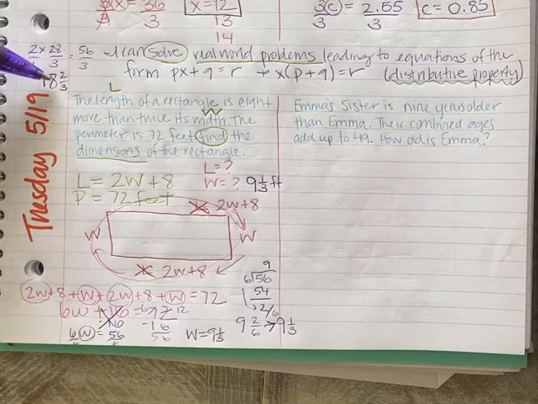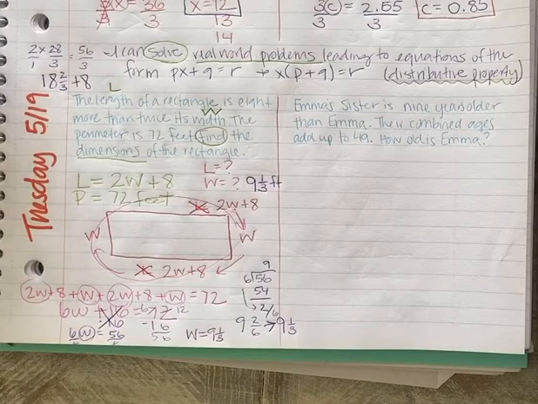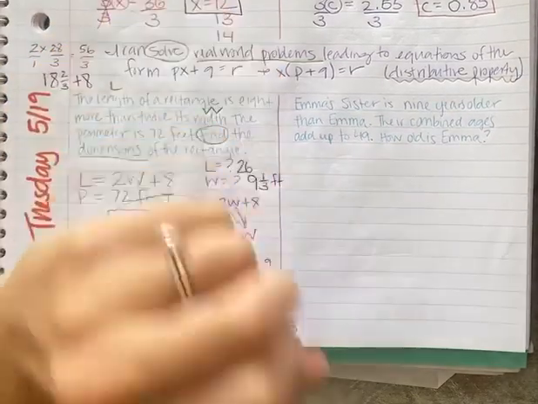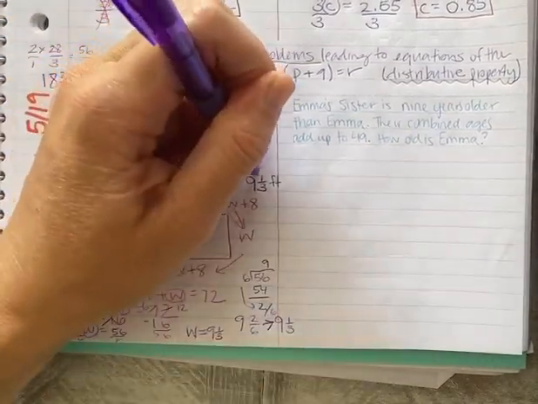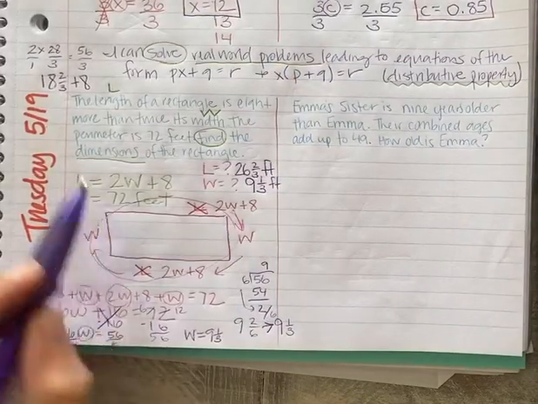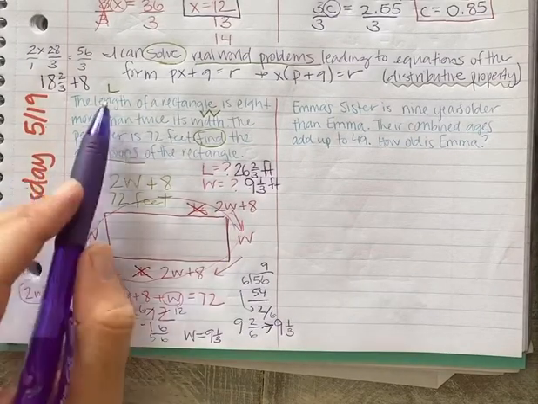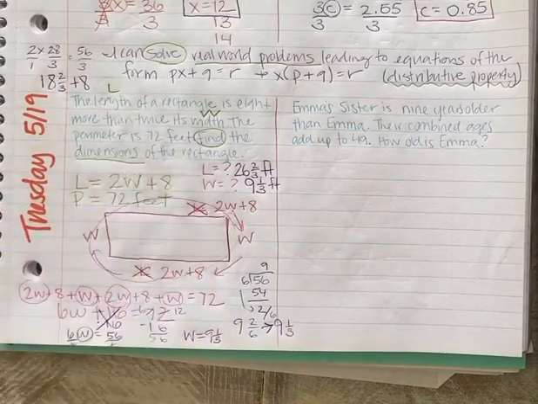So 18 2/3, and then plus 8 would be, let's see, 18 plus 8 would be 26. So this would be 26 2/3 of a foot. So we have our length 26 2/3, and our width would be 9 1/3. Okay, but again, it comes down to substitution. That's the most important part.